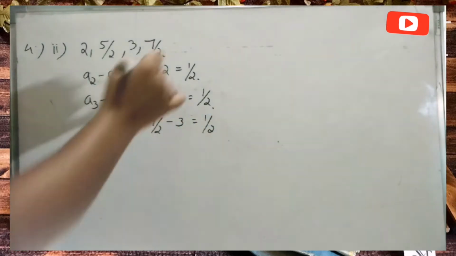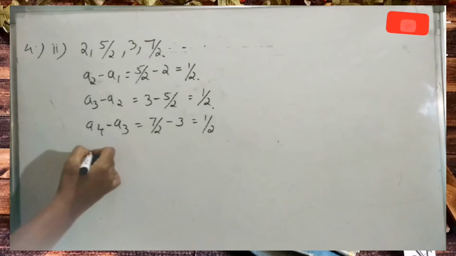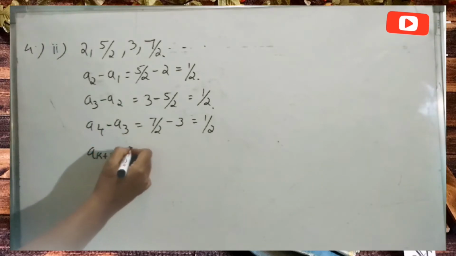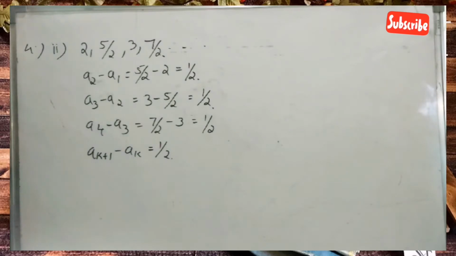Here we got all the differences equal to 1 by 2. So in general we can say that ak plus 1 minus ak is equal to 1 by 2. Therefore, this list of numbers forms an AP with the first term 2 and the common difference 1 by 2. Now we need to write 3 more terms.